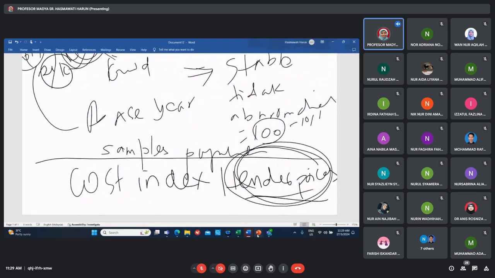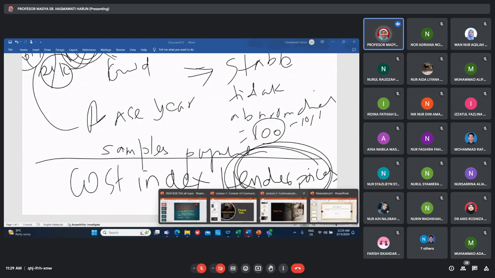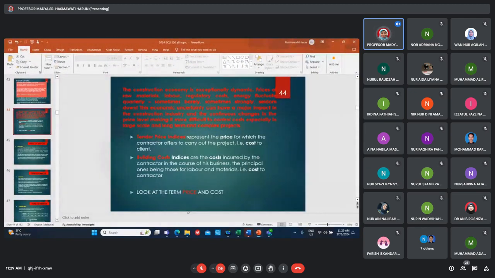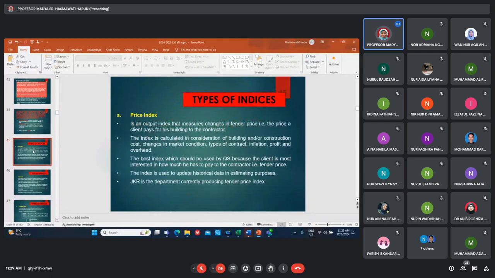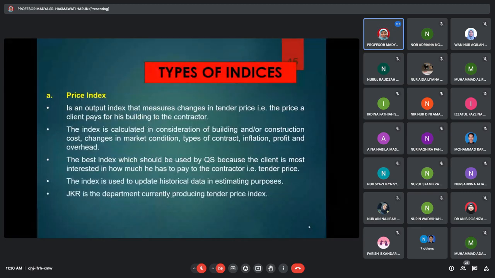All right, so let me just go back to my illustration. So look at the terms price and cost. I hope you understand the difference between the two. All right, let's look at the price index first. Let me enlarge this a bit so all of you can see.